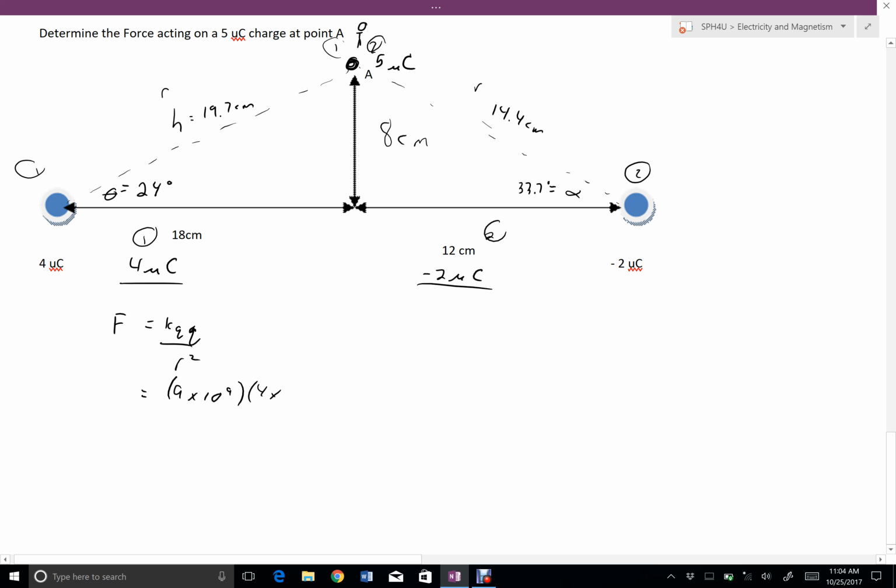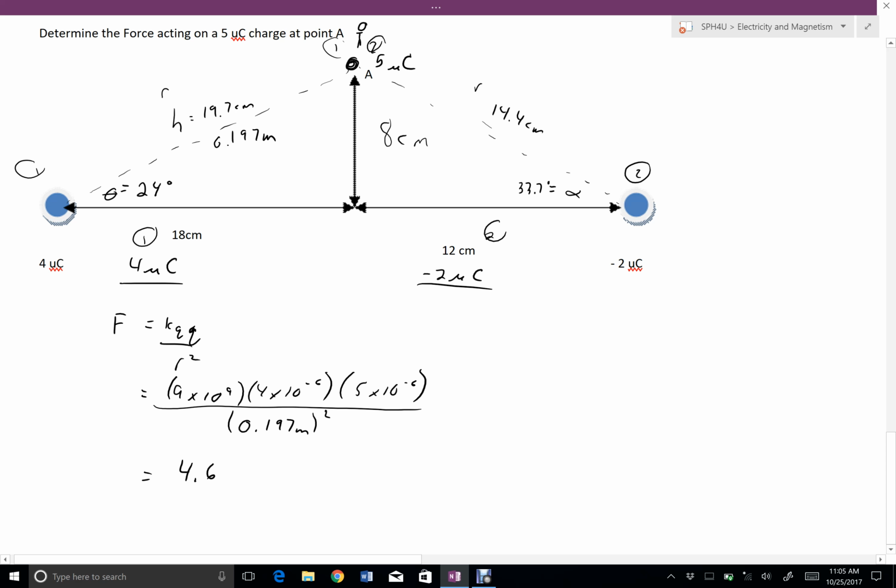Q, 4 times 10. Remember, microcoulomb means 10 to the negative 6. Divided by, I can't put that radius in centimeters. I have to make sure I convert it into meters. So 19.7 centimeters, of course, is 0.197 meters. So all that in hand, 9 exponent 9 times 4 exponent negative 6 times 5 exponent negative 6 divided by 0.197 squared. I got 4.6 over here.